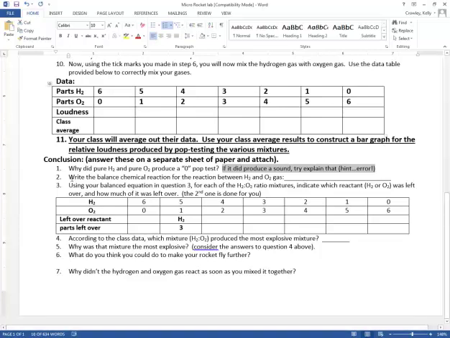All right, question number 2, we already did in class. That was the production of water, and it should be balanced. Okay, question number 3.